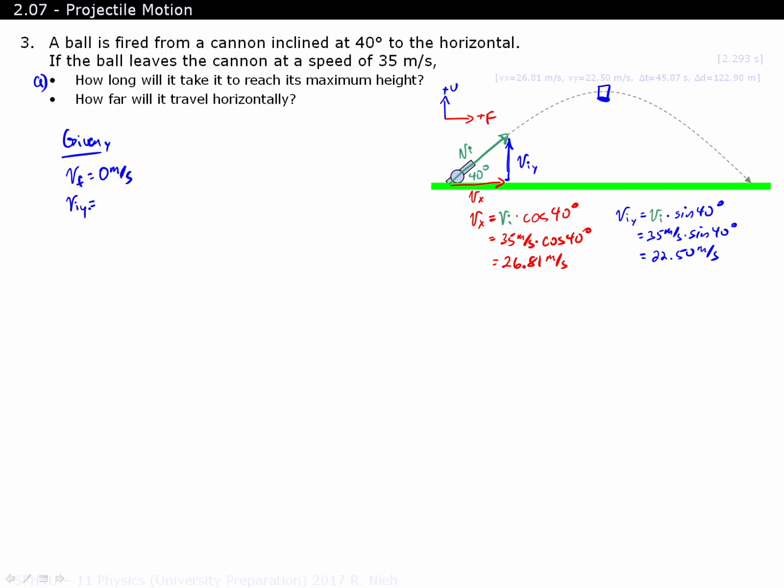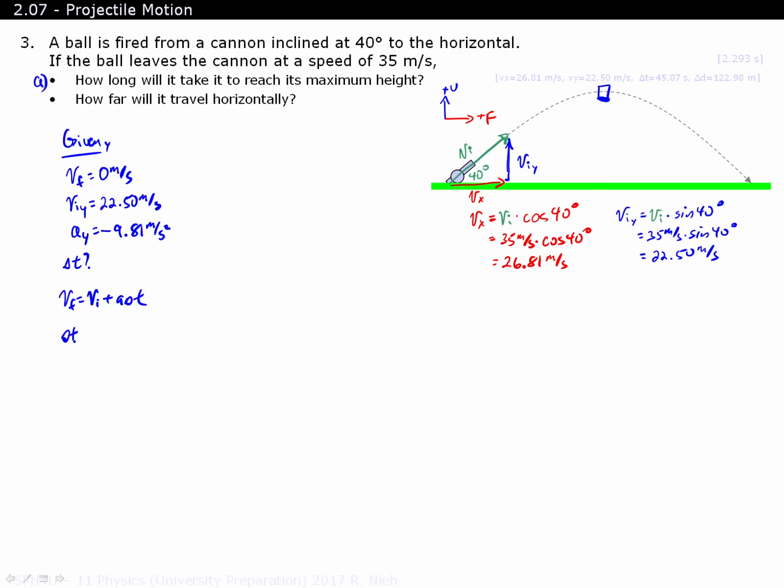VI in the y dimension, as we're only looking at the vertical component, it was traveling at 22.50 meters per second. Remember, only the vertical component is influenced by gravity. That's why we're only looking at the 22.5 as opposed to the full-blown 35. So AY is at negative 9.81 meters per second squared, and part A is just asking for the time it takes. Here we need to pull out this formula.